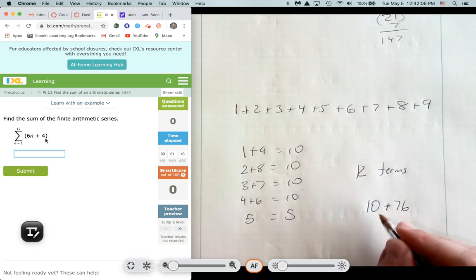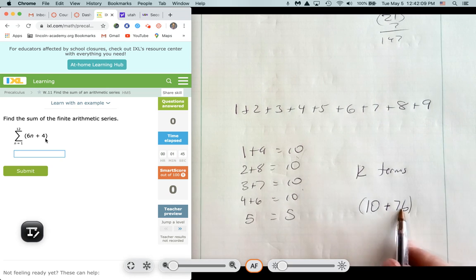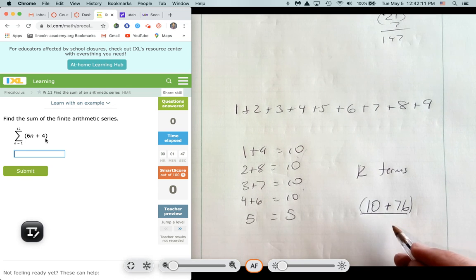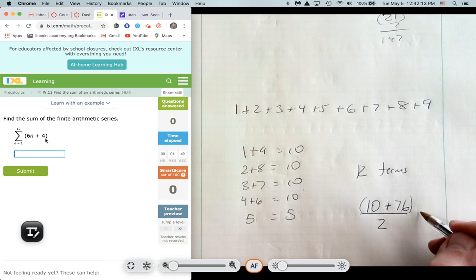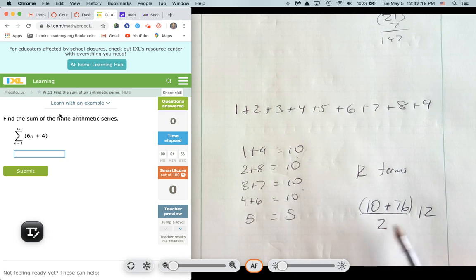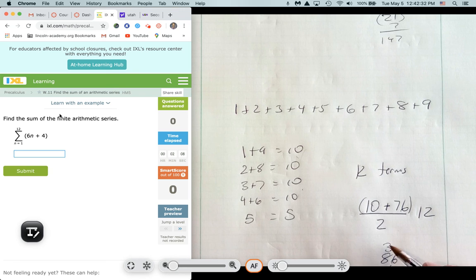76. So I'm going to add that first plus the last, and then I'm going to either divide it by 2 or multiply by half the number of terms there are. So I find it easier to go, okay, 10 plus 76 is 86. Half of 12 is 6, so I'm going to multiply by 6. That's 36. 6 times 8 is 48, 49, 50, 51. So the sum of that series would be 516.